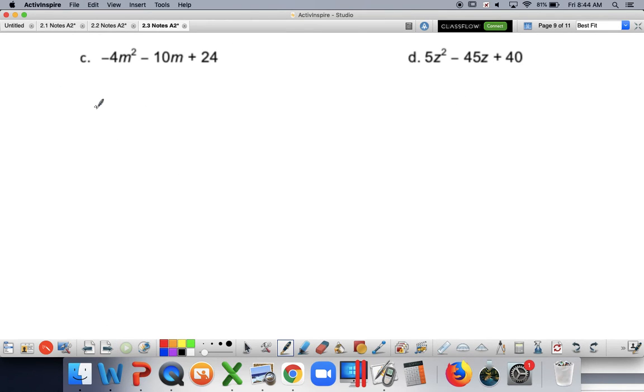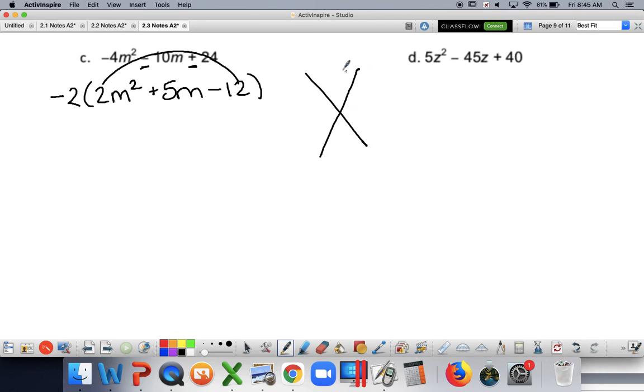Let's look at my next one. Let's take out a GCF here. And I know I like to work with a positive squared, so I'm going to take out a negative 2. And I'm left with 2m squared plus 5m minus 12. Notice my signs had to change because I took out a negative. Now I've got to go through the whole process. I don't have any perfect squares. I just have to go ahead and look for two numbers that multiply to give me a negative 24 and add to give me a 5. I've got 8 and negative 3.